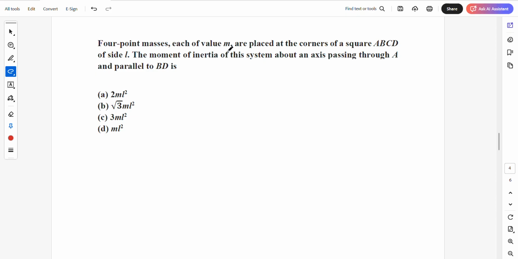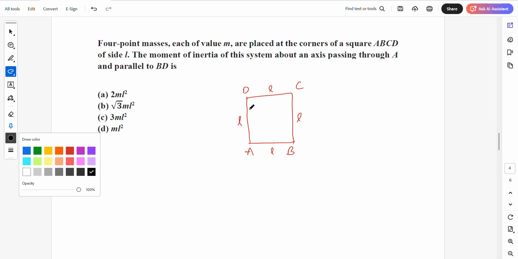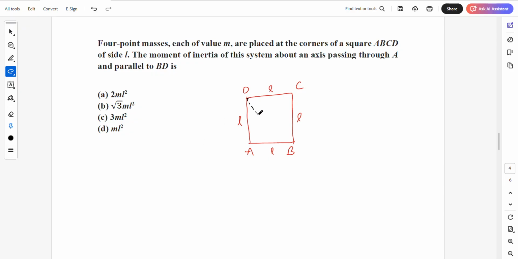Four point masses, each of value m, are placed at the corners of a square. A, B, C, D is a square of side L. Find the moment of inertia of this system about an axis passing through A and parallel to BD. Where is BD? BD is here, right?